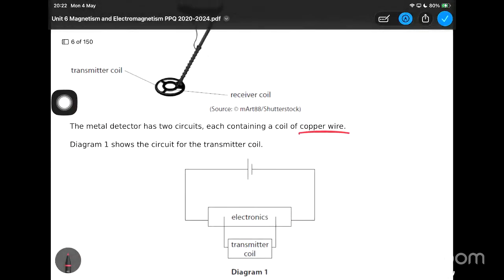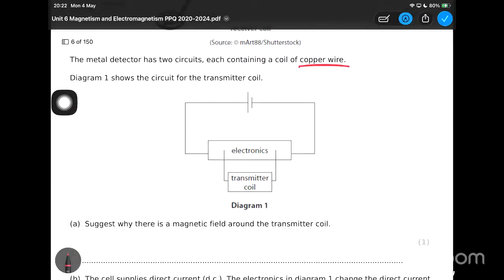Okay, so here diagram 1 shows the circuit for the transmitter coil. Okay, so we'll just quickly go through the setup here. So the current will be moving in this direction. This is going to be the positive end. This is the negative end. So current will be moving in this direction, and here you can see the transmitter coil is in parallel with the electronics, right? It is in parallel with the electronics.